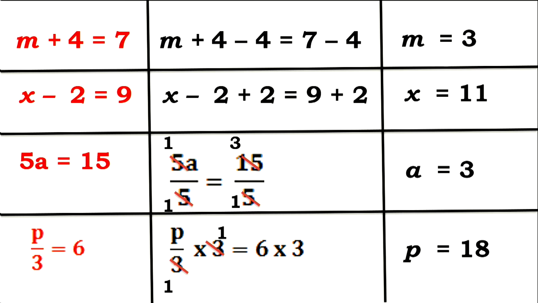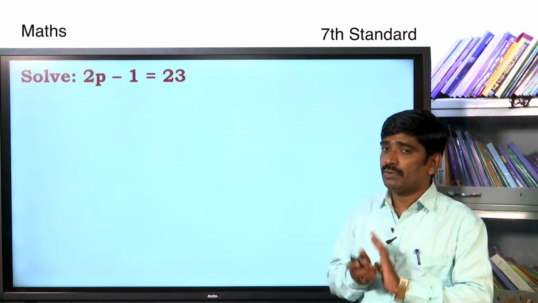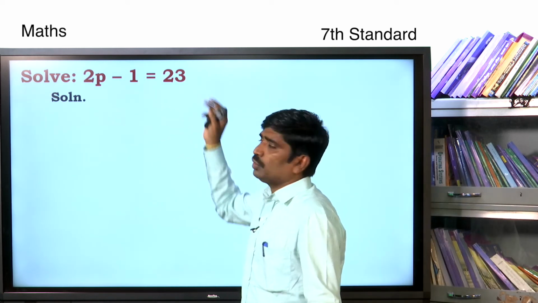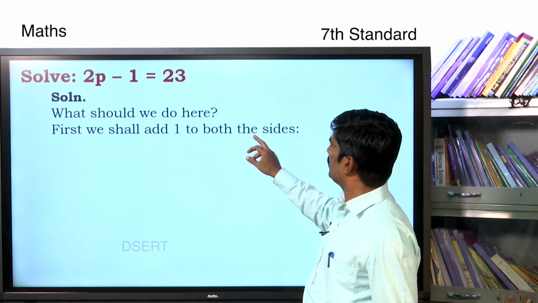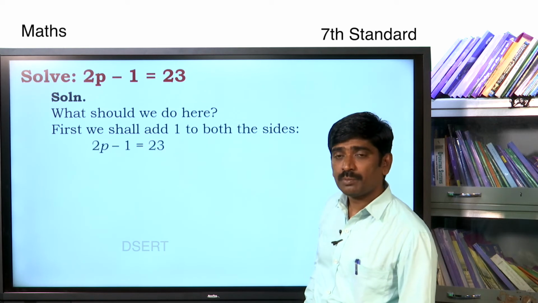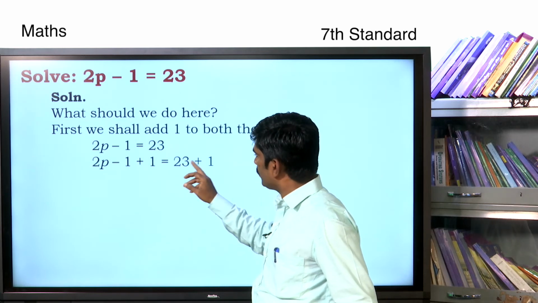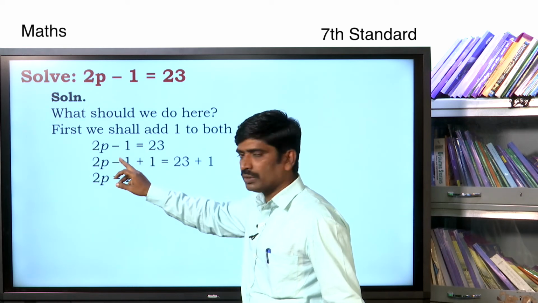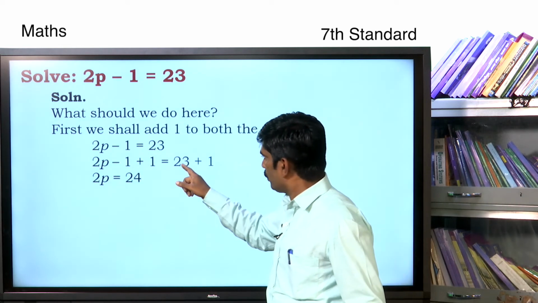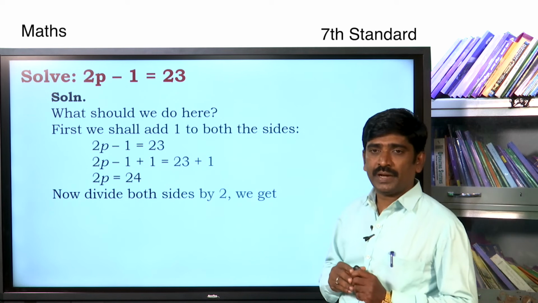Okay. I think you understand these simple equations by activity and solving. We solve one problem by separating the variable. 2p minus 1 is equal to 23. What should we do here? First we shall add 1 to both sides. Then what happens? 2p minus 1 plus 1, 23 plus 1. Then minus 1 plus 1 comes to 0. Then 23 plus 1 is 24.